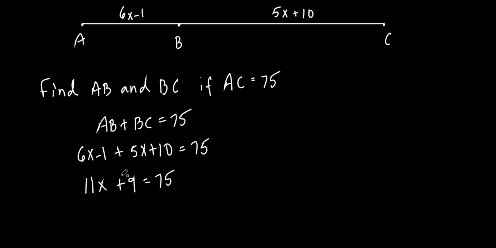Let's keep going. We want to get x by itself, so what do I get rid of? How do I get rid of it? Subtract a 9. Very good. And what's that?